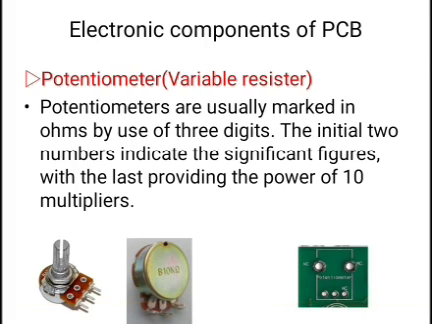And also the linear potentiometer is the same. The resistance is changed by moving the slider contact on the resistor linearly. So potentiometers are usually marked in ohms by use of three digits, as shown in this figure. The initial two numbers indicate the significant figures, with the last providing the power of 10 multiplier.